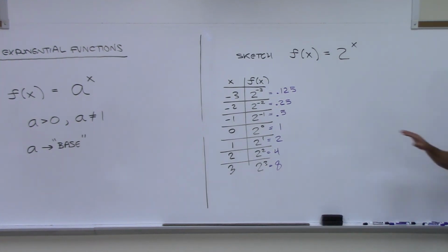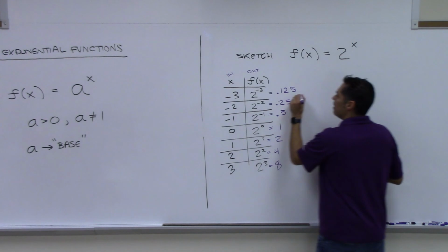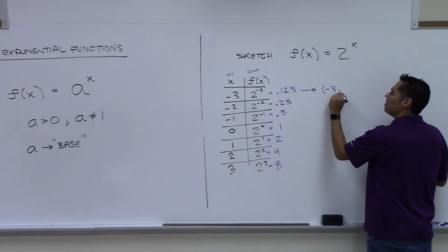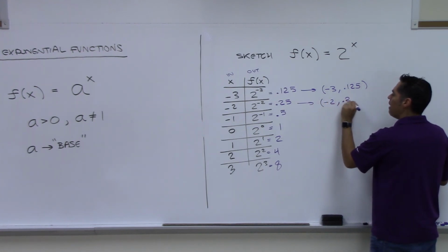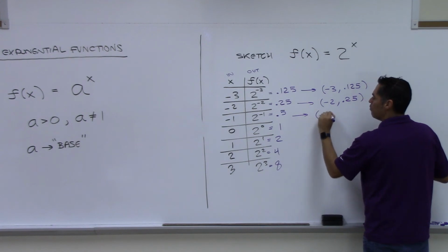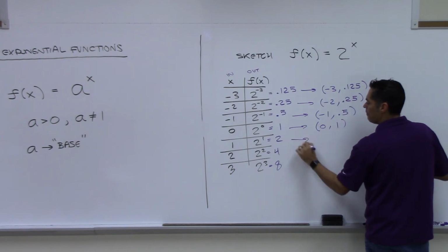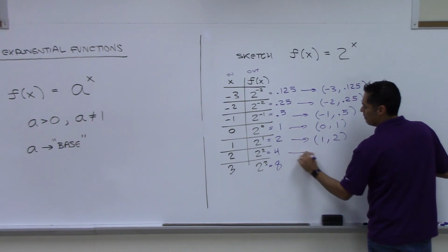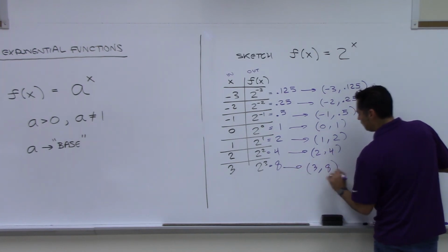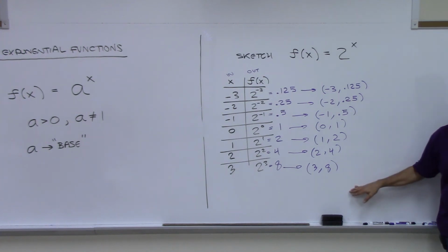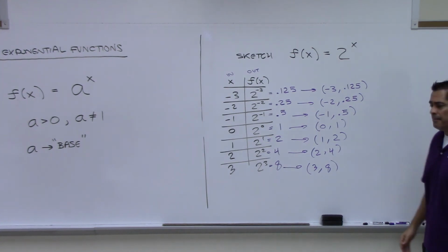So what we want to do is look at these as being points, okay? This is the input, this is the output. So for this, I can look at it as being the point -3 goes in, 0.125 comes out. This one is -2 goes in, 0.25 comes out. This one is -1 goes in, 0.5 comes out. Understand? 0 goes in, 1 comes out. 1 goes in, 2 comes out. 2 goes in, 4 comes out. 3 goes in, 8 comes out. So I have 1, 2, 3, 4, 5, 6, 7 points. I'm going to draw them on an X and Y graph, connect the dots, I'm done. All right?